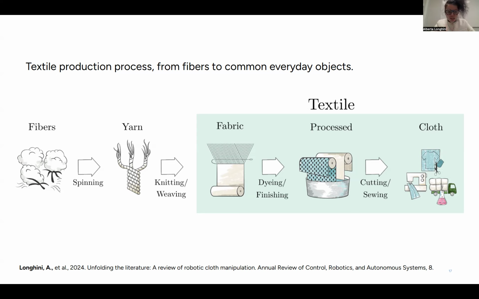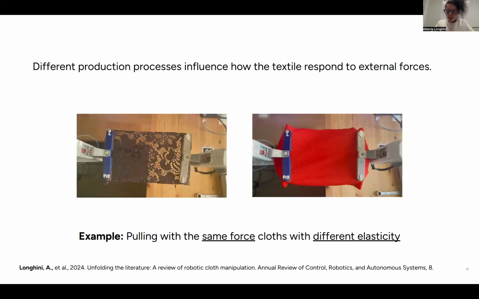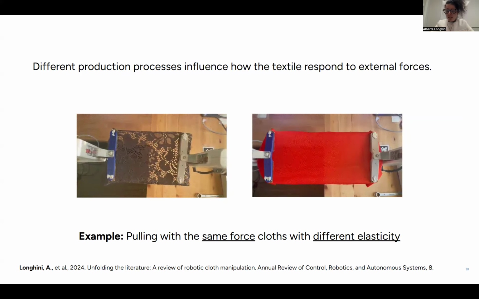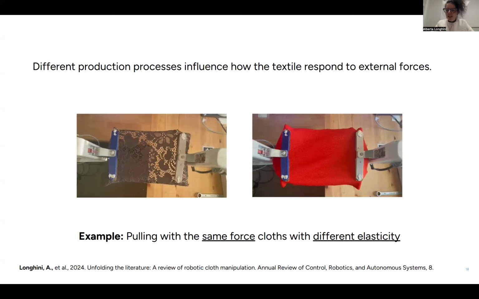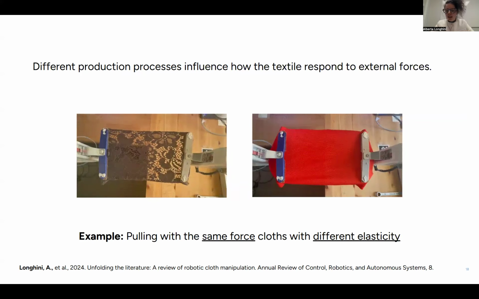And the reason why I started with this slide to talk about textiles or cloths is because this production process is what defines the variations we're interested in. For example, starting with clothes, we might have a skirt or a blanket. This is already one type of variation. But for manipulation, another type of variation that we're interested in is mechanical properties. For example, what you are seeing in these slides are two cloths with different elastic properties that are pulled with the same force. So the robot is applying the same force to this object, and you can clearly see that the deformation this object undergoes is quite different.